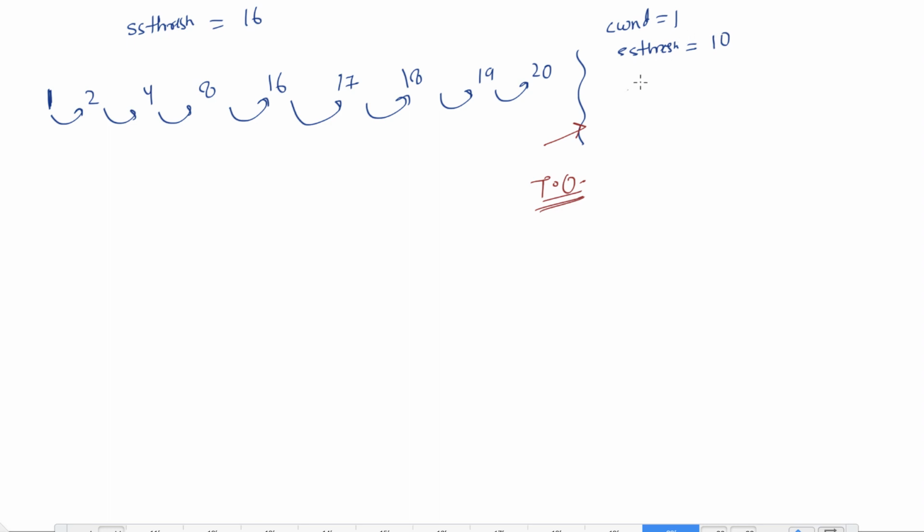I hope you got it. Now let's just start it. So basically now you will say that okay, 1, then 2, then 4, then 8, then obviously you can't reach 16, so you will just say 10, right?